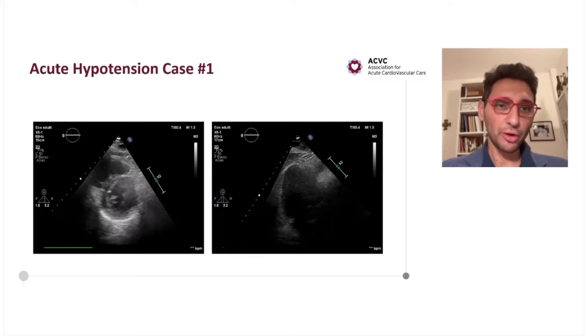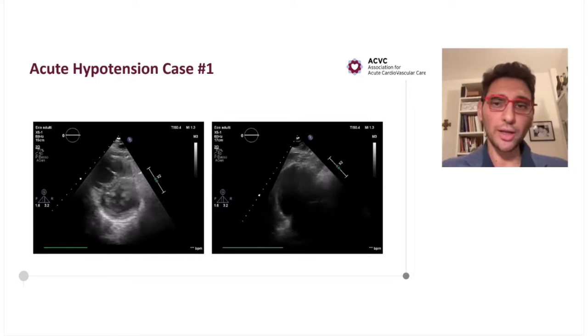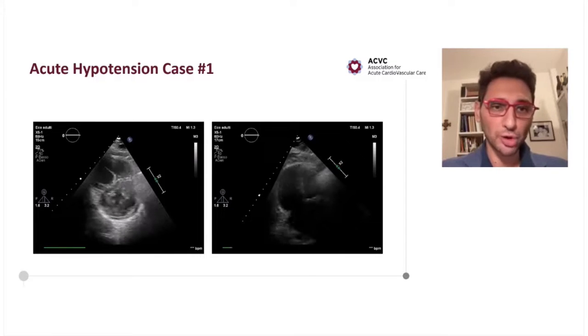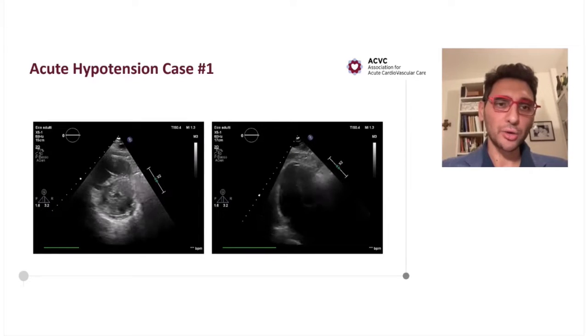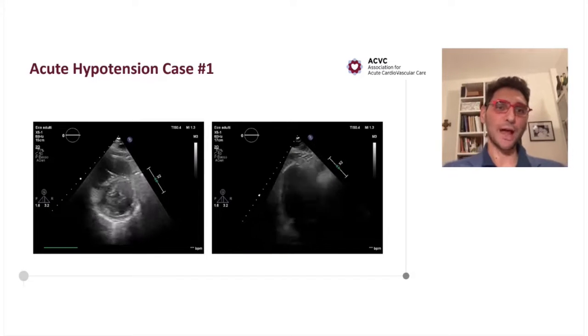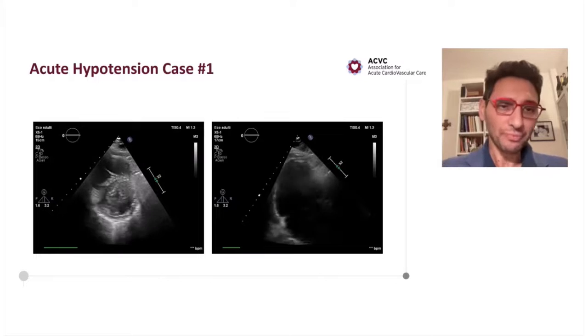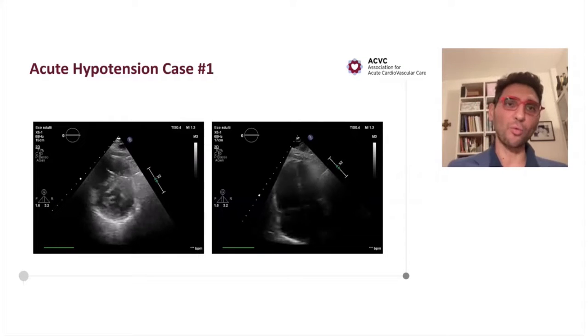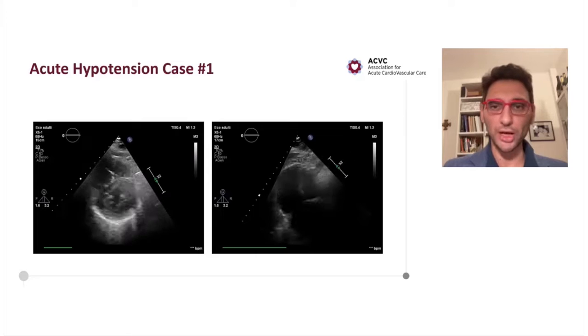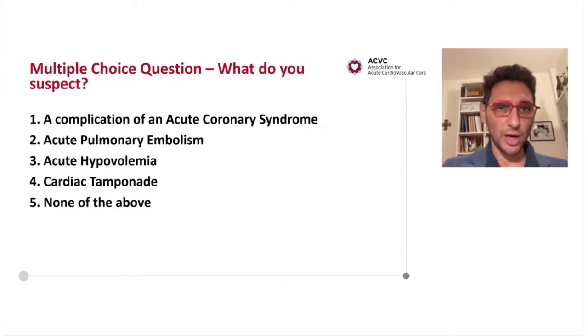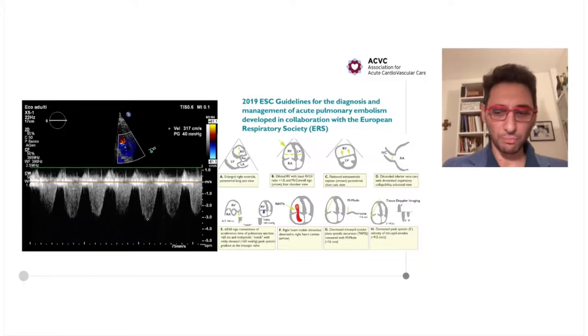So the third bullet point is to perform a diagnosis. I will start with my first multiple choice question. After you are called for a patient with acute development of hypotension without a lot of other elements, and you see this echo, what is your first suspicion just on the basis of these two projections on the echo that you are doing?